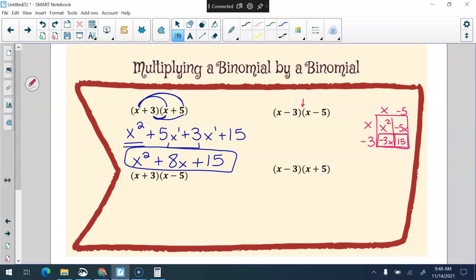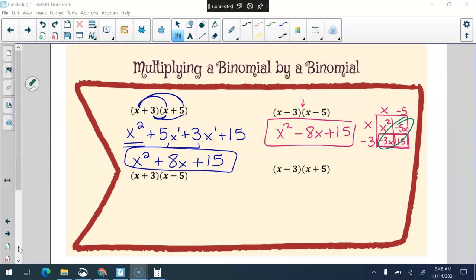Now that we multiplied, now it's time to combine like terms. So inside of x squared plus -5x and -3x makes -8x. And +15, there's not a like term for that, so we just rewrite that. So we combined those like terms and we're left with a trinomial in the end.